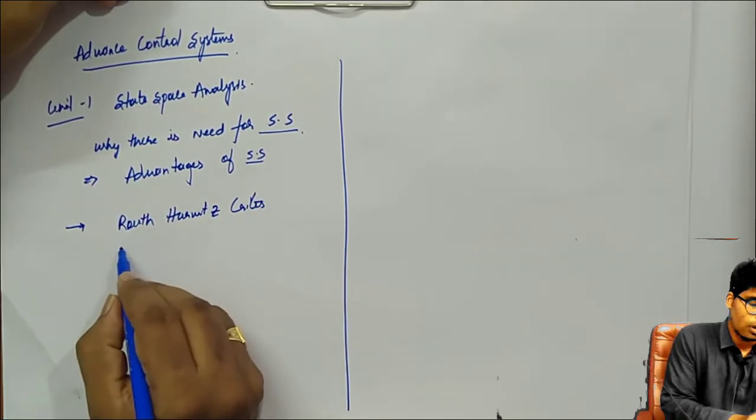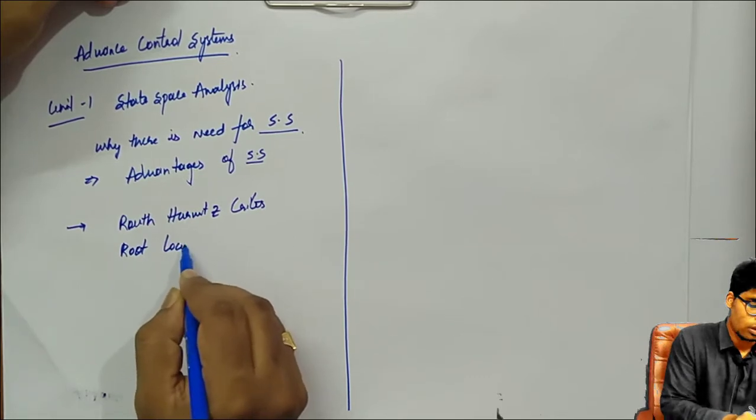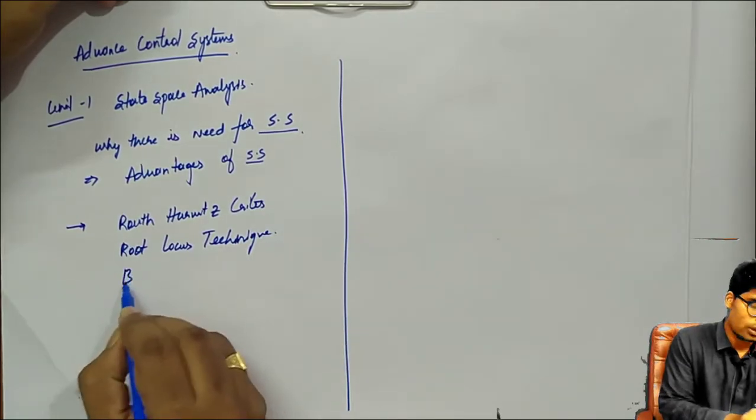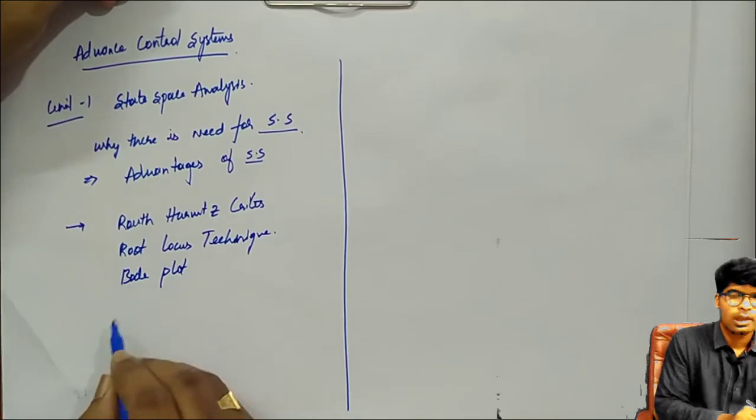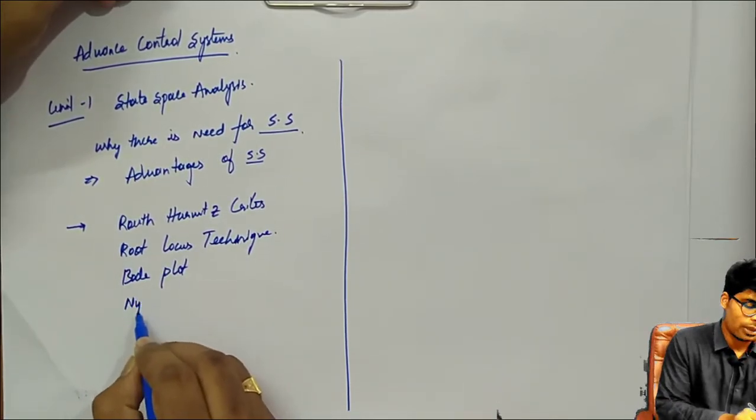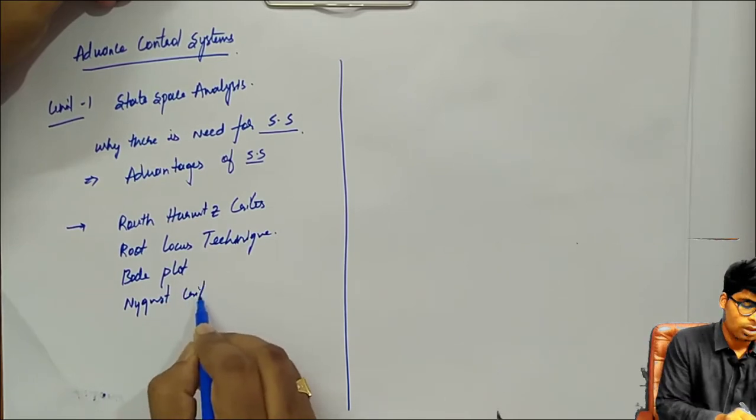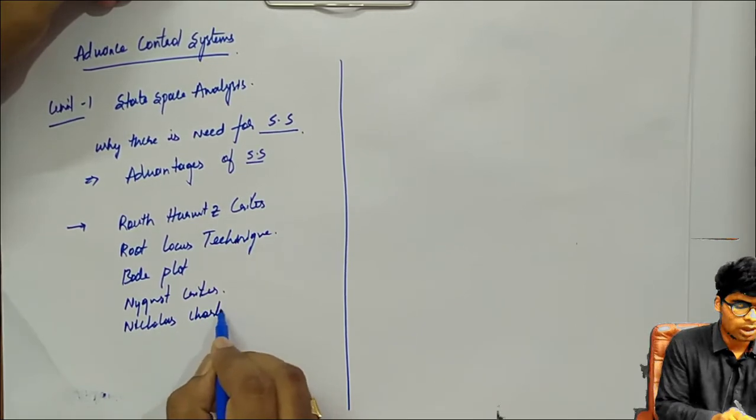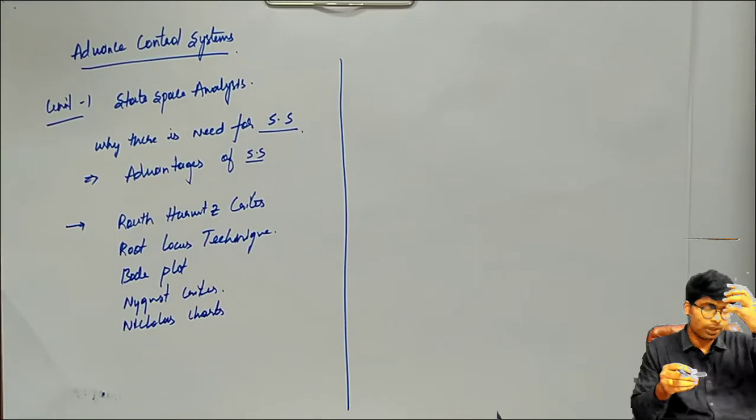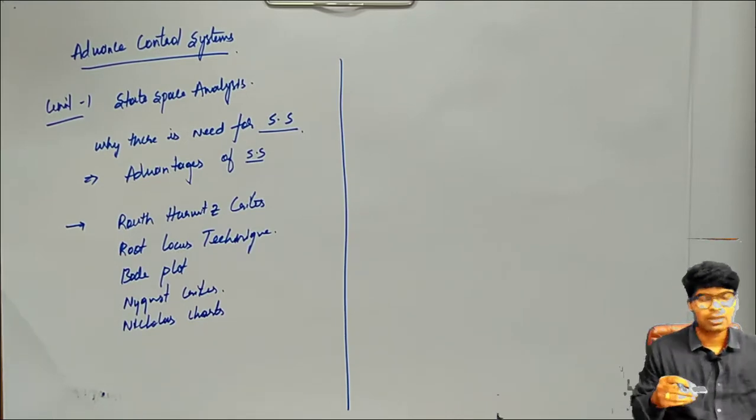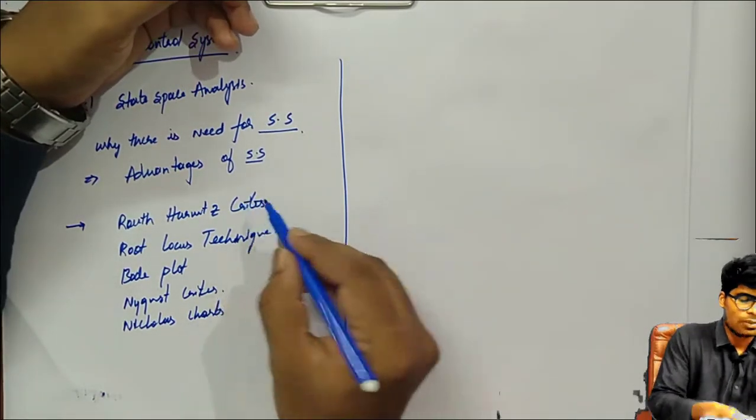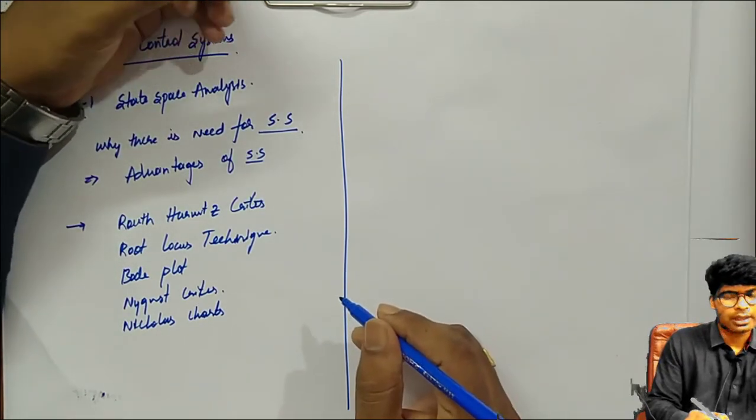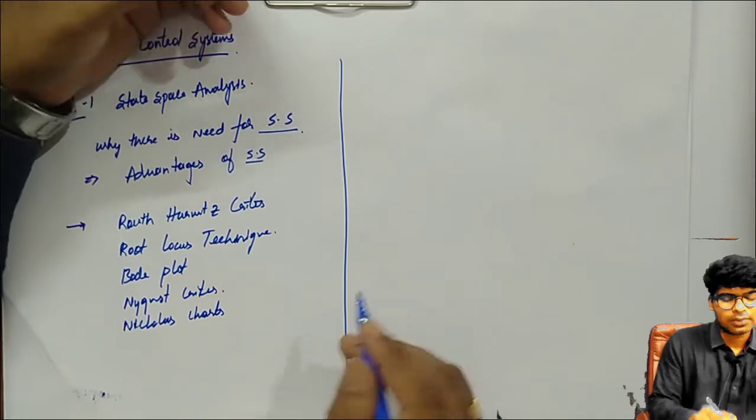and root locus technique, Bode plot, and Nyquist criteria, and Nichols chart. So by using all these five techniques, you dealt with the stability examination of a given system. Root locus is a time domain technique and Bode plot is frequency domain. So in different techniques, different domains, you checked the stability of a system.